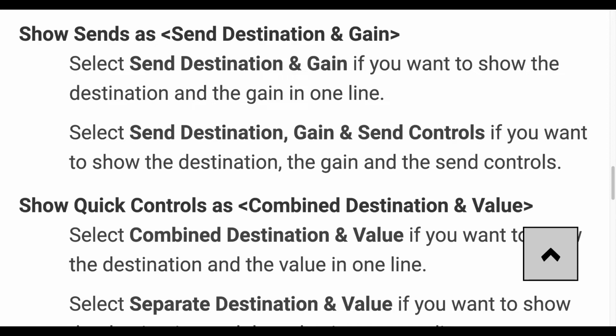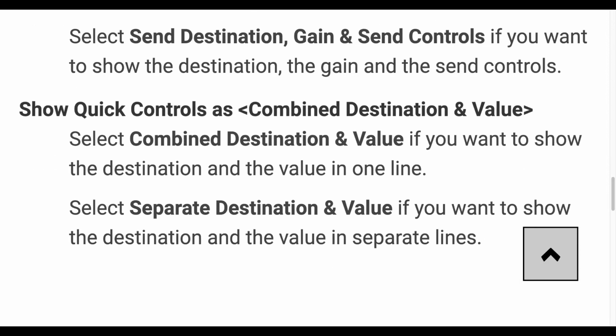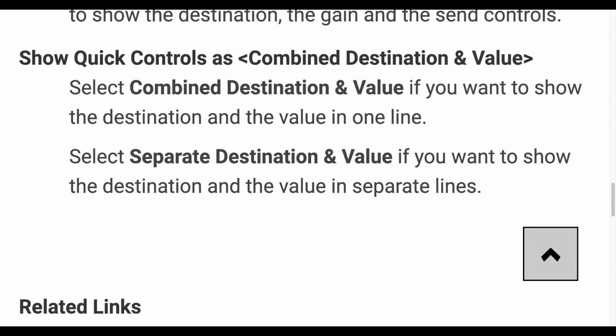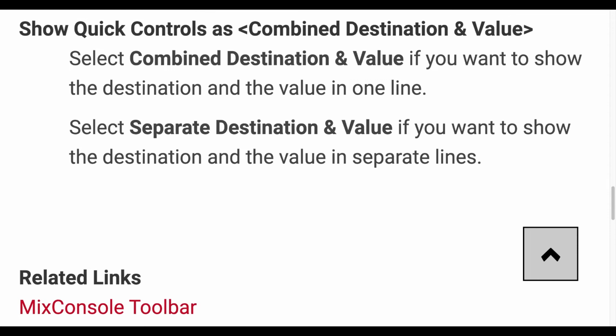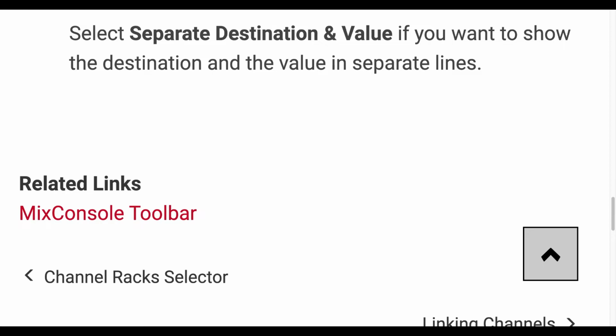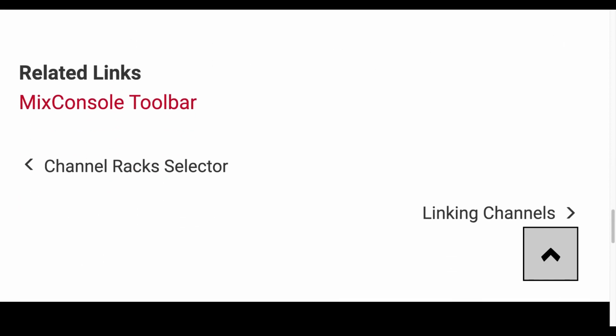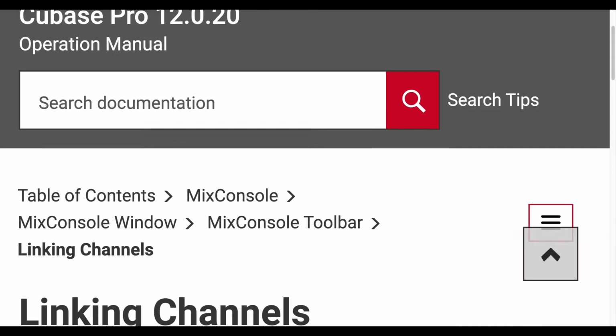Show sends as send destination and gain. Select send destination and gain if you want to show the destination and the gain in one line. Select send destination, gain and send controls if you want to show the destination, the gain and the send controls. Show quick controls as a combined destination and value. Select combined destination and value if you want to show the destination and the value in one line. Select separate destination and value if you want to show the destination and the value in separate lines. Related links. MixConsole toolbar. Channel rack selector.